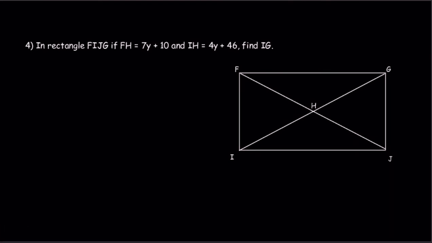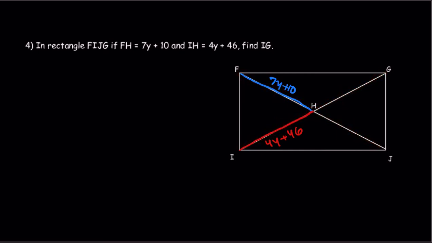Okay, in rectangle FIJG, if FH, so FH is this segment right here. Let me trace that. If FH is 7y plus 10, and segment IH, that's that piece, is 4y plus 46, find IG. Well, again, it's going to be a little bit of work because that's not one of the pieces they gave us. But remember, in a rectangle, the diagonals are equal and they bisect each other. So all four of these segments from the vertex to the center are congruent.